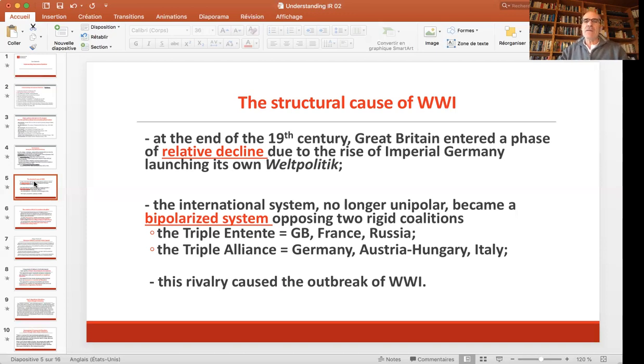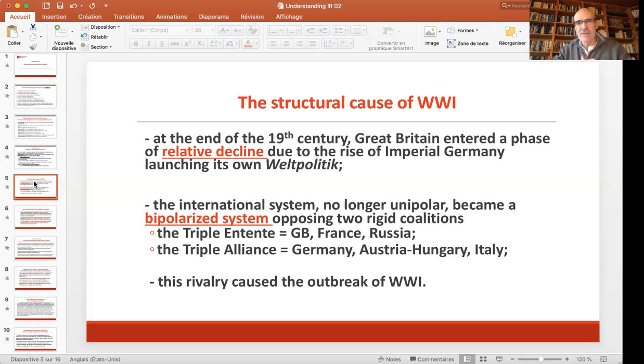That is to say, the international system at the end of the 19th century, at the very beginning of the 20th century, at the eve of World War I, was no more unipolar, characterized by the preeminence of Great Britain, but it was bipolarized. That is to say, it was committed in a bipolarization process due to the creation of two rigid alliances, the Triple Entente, Great Britain, France, Russia, opposed to the Triple Alliance, Germany, Austria-Hungary, and Italy.